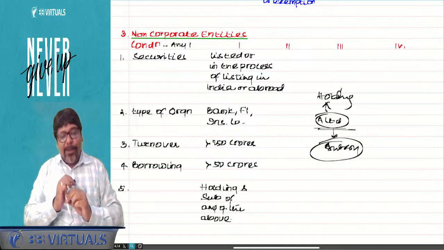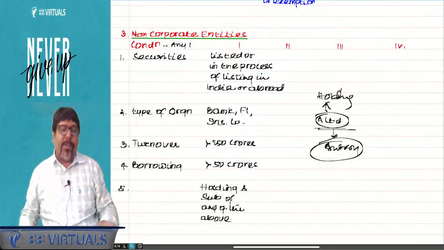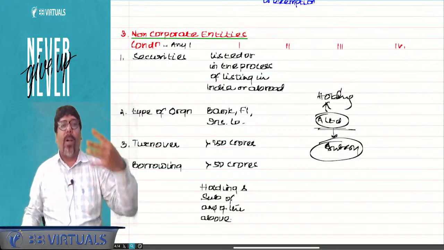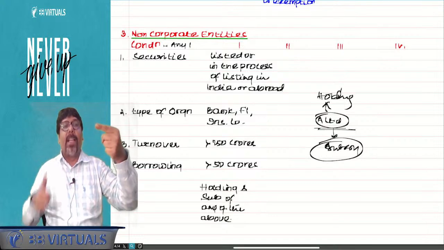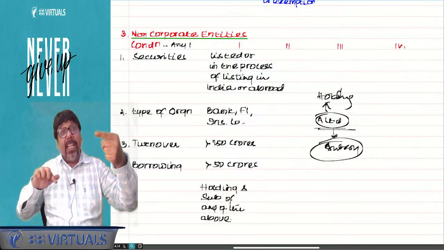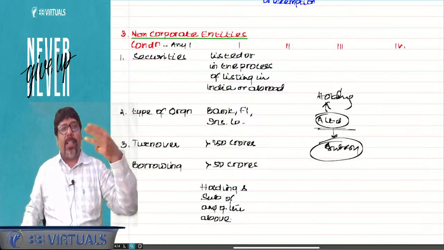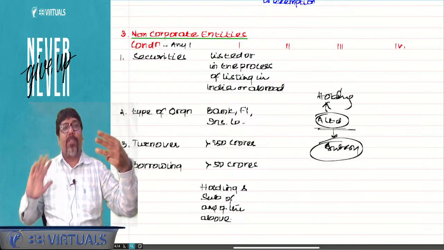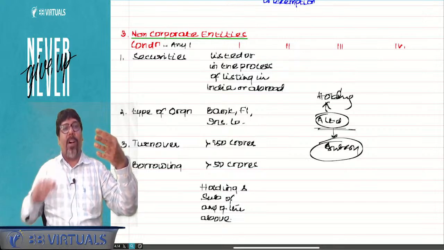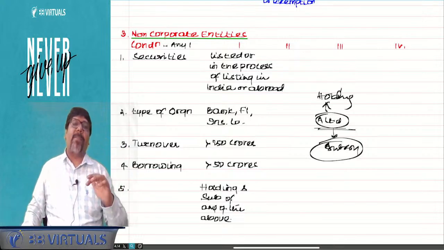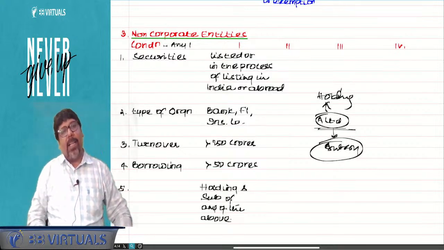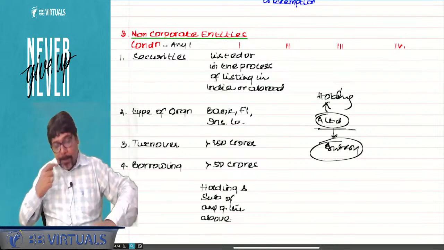Am I clear? So level 1 ke liye you should qualify any one of 4. What are those 4 conditions? Number 1, listed or in the process of listing in India or abroad. Number 2, bank, insurance, or financial institution. Number 3, turnover more than 250 crores, or borrowings more than 50 crores, or holding and subsidiary of any of the level 1 entities. Am I clear? Yes or no?